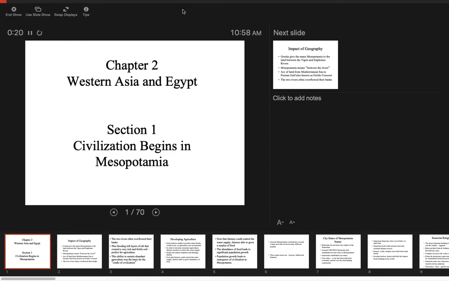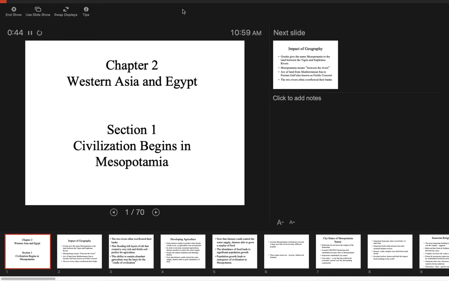Okay. All right. So we are beginning chapter 2, Western Asia and Egypt. Section 1 starts with Mesopotamia. So this is where we will begin. This is a big chapter, as you have noted with the thickness of those notes. We will be looking at a lot of different civilizations besides Egypt.